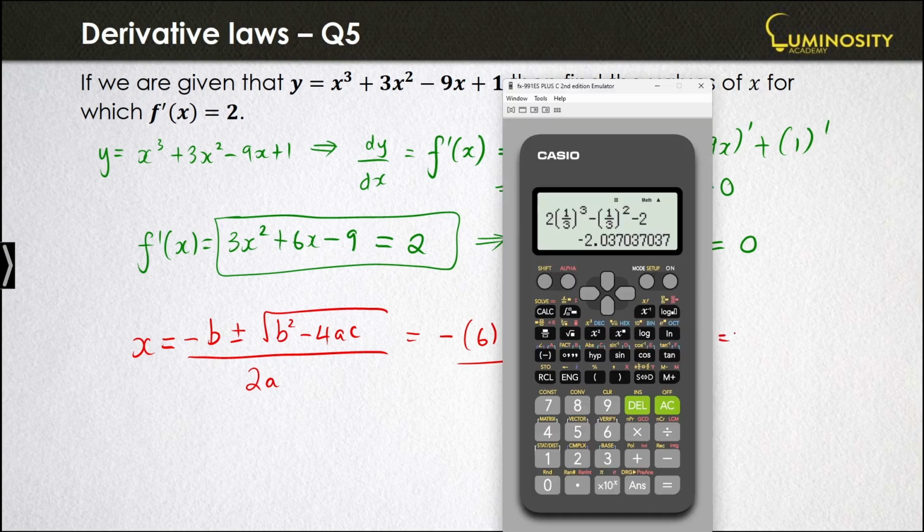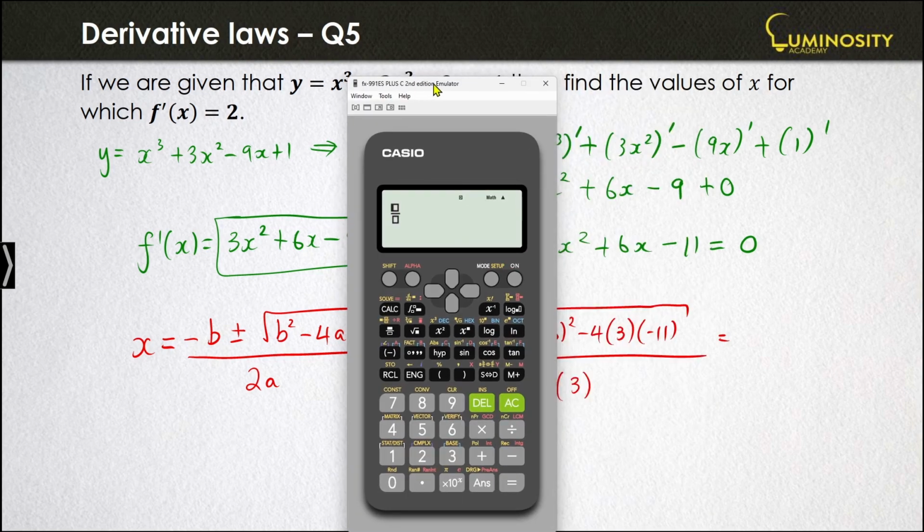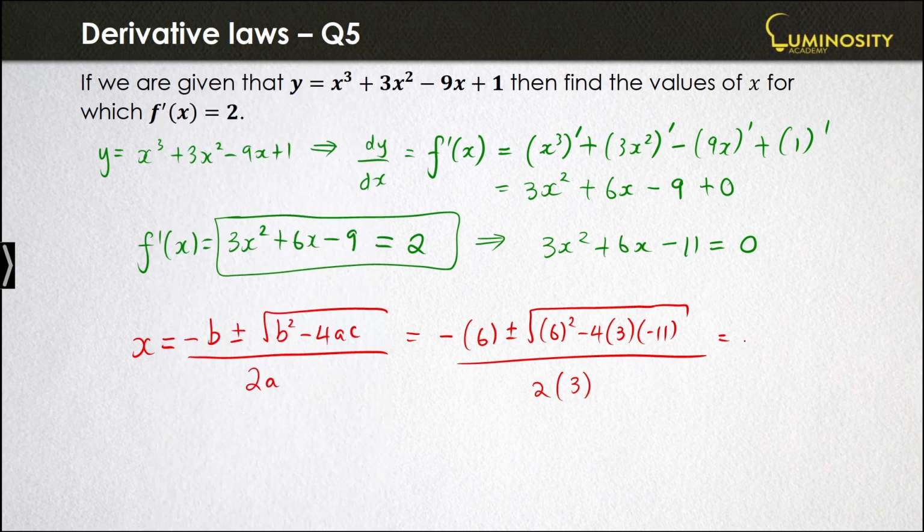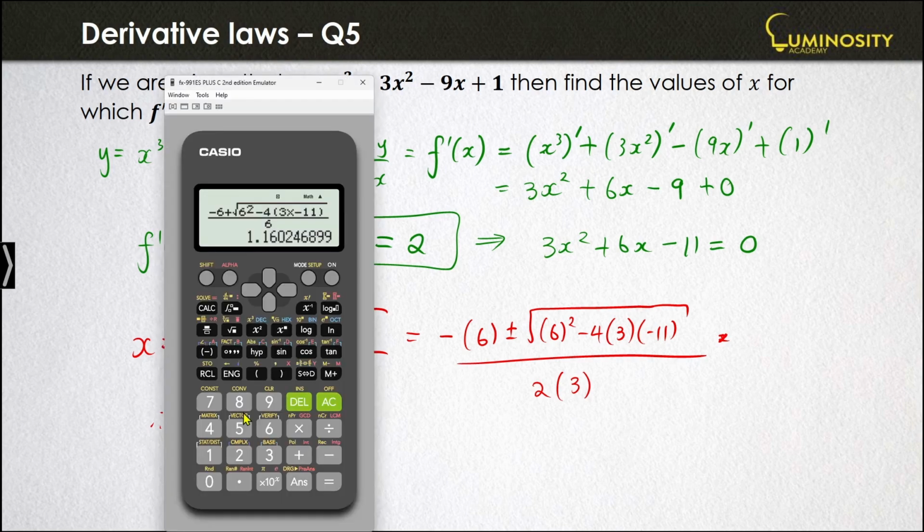So let's go ahead and put this into the calculator. So for the first one, let's just bring it across here. So we have negative 6. I'm going to do plus first. The square root of 6 squared minus 4 times 3 times negative 11, all over 2 times 3, which is 6. So my first one I get is 1.16 to 2 decimal places. Okay, so I'm going to say, therefore, x equals 1.16. All right, so let's just pull that up again. Or if I do my negative now, it's going to be negative 3.16.